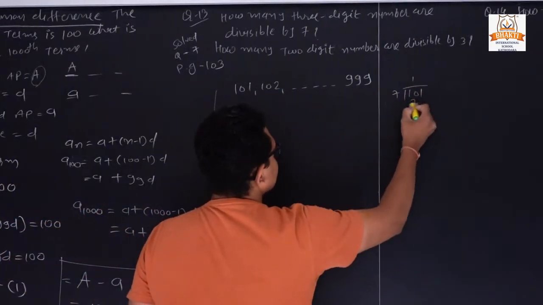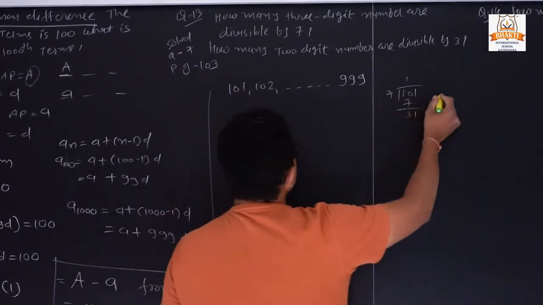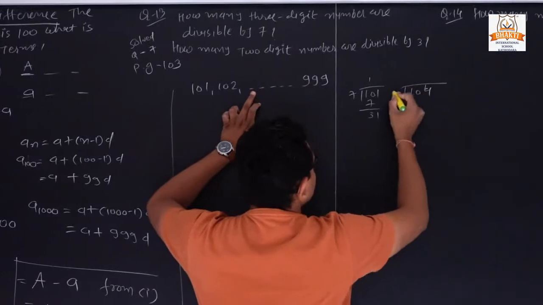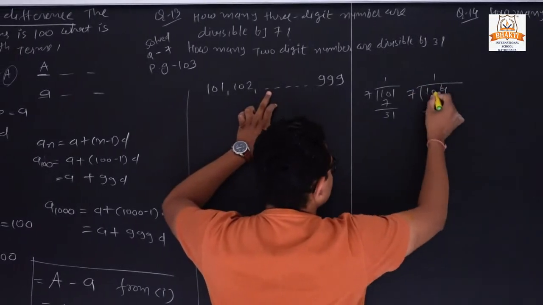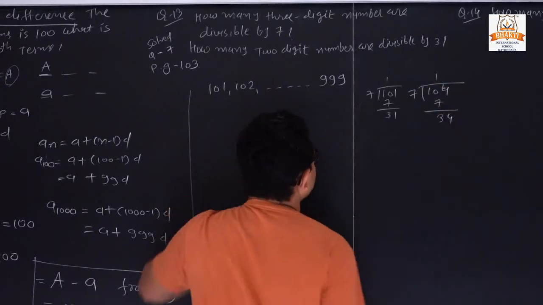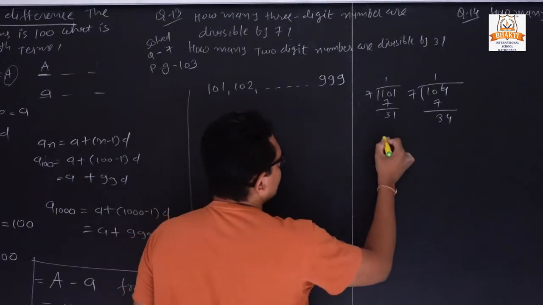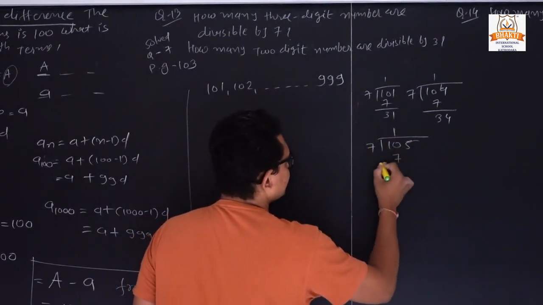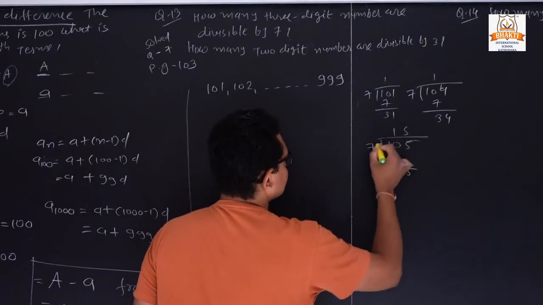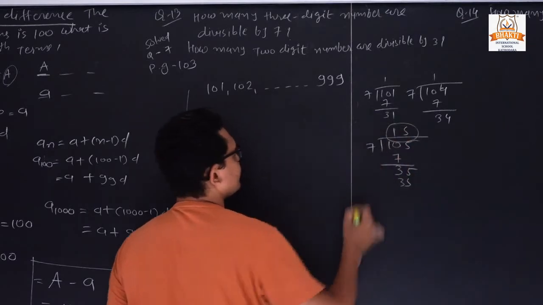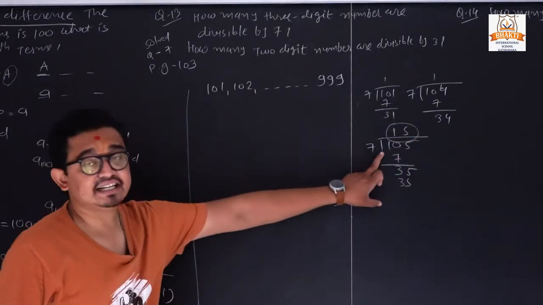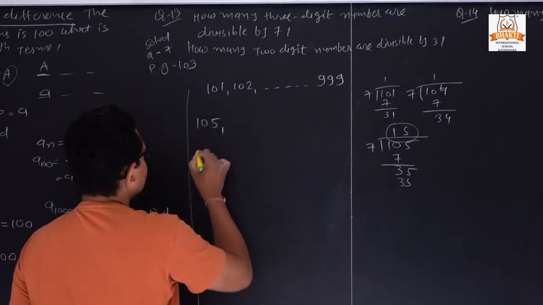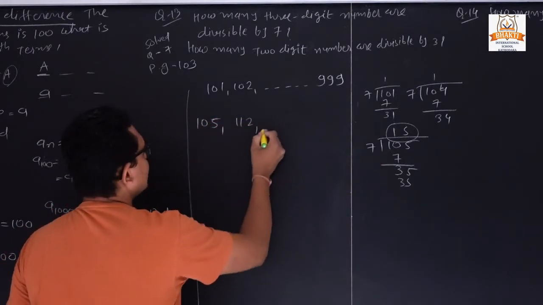So 7 ones are 7, 31. So it is not divisible by 7. So we can directly check with 104. So 7 ones are 7. So here we have a 34. So we cannot divide. Now 105. So 7 ones are 7, so 35. 7 5s are 35. So it means what? The 3-digit number starting from 105, then add 7, so 112, like that.